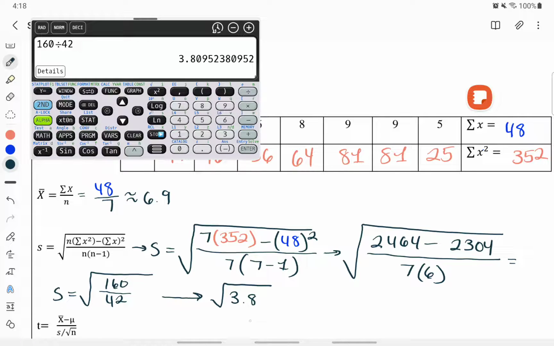I'm going to just take 3.8. No, 3.81, because a 9 will make that 0 round up to a 1. And then the square root of 3.81 is 1.95. In class, I may have done 3.8, but I'm going to do 1.95.